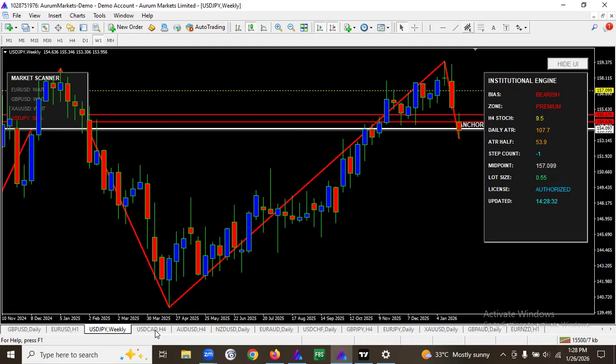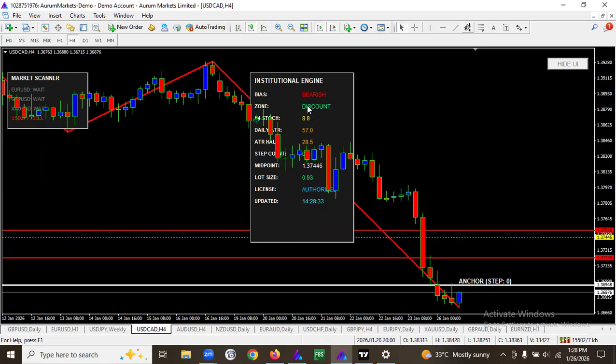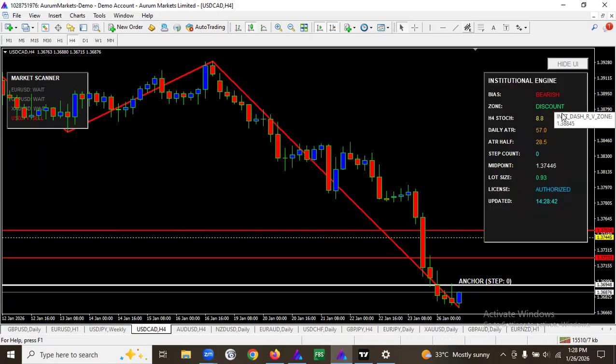USD CAD, let's see. You can see USD CAD price is at a discount area zone, and the bias is bearish. So before we buy, we want to ensure that the bias changes to bullish. Hopefully at the end of today, the bias will change from bearish to bullish, and that will be the right time to buy USD CAD.